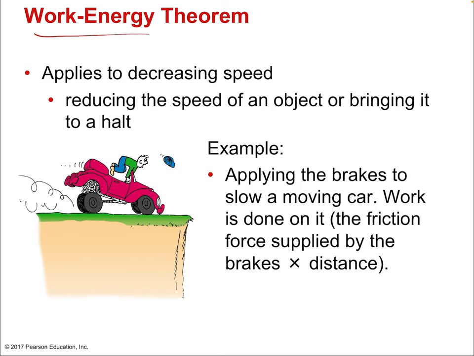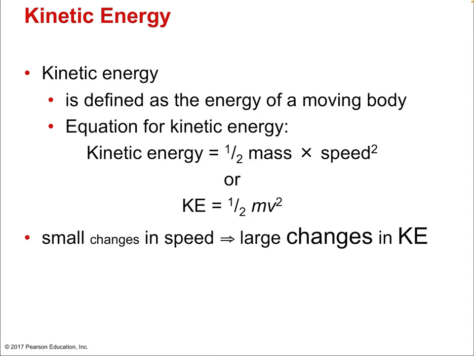It can apply to decreases in speed, so reducing the speed of an object or bringing it to a halt. Applying the brakes to a slow-moving car, the work done on it, the work of friction, is equal to its change in motion, bringing it to rest. So this idea of kinetic energy is directly related to relating work to energy. It's defined as the energy of a moving body. Unlike potential energy, it's an energy that you're using up right then and there. If you're in motion, you have kinetic energy. If you're at rest, you don't. You can be at rest and have potential energy because you've stored it. But kinetic energy, you have it or you don't. You're either moving or you're not.